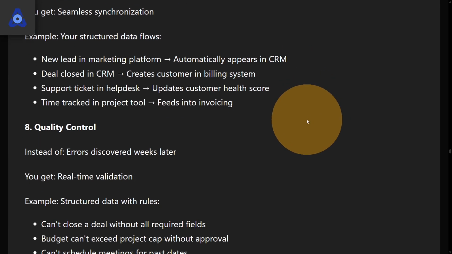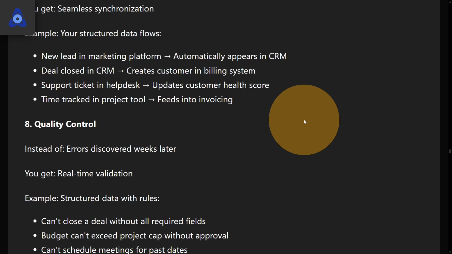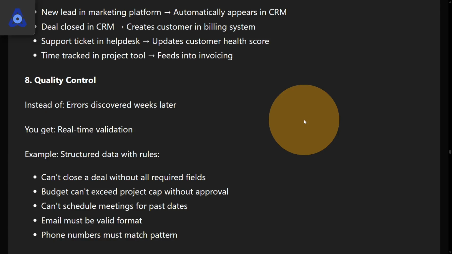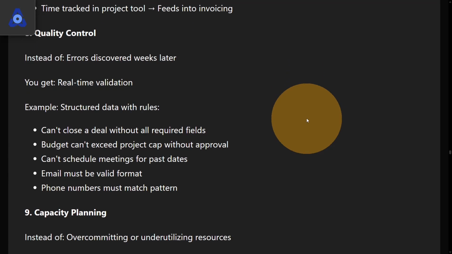Number 8, quality control. Instead of errors discovered weeks later, you get real-time validation. Example, structured data with rules. Can't close a deal without all required fields. Budget can't exceed project cap without approval. Can't schedule meetings for past dates. Email must be valid format. Phone numbers must match pattern.